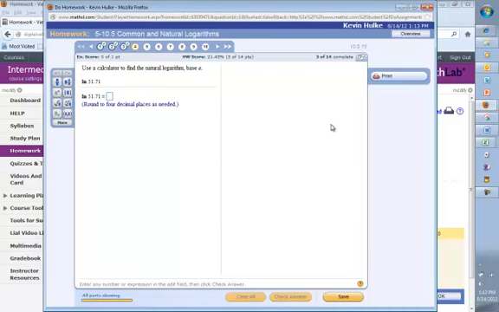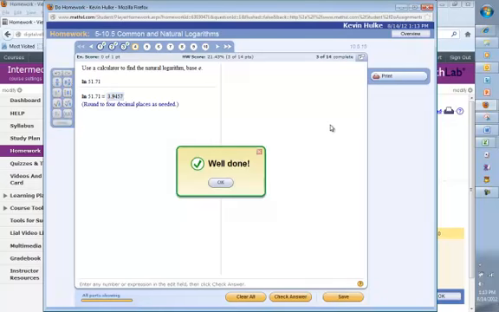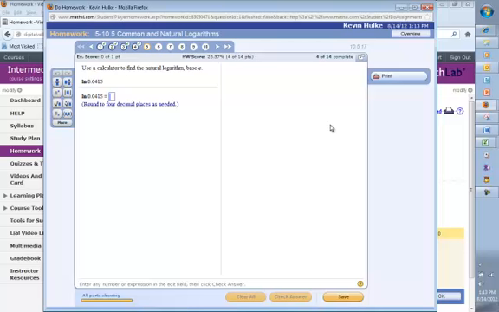Number 4, now we have natural logs, so it's ln, which is a key right next to the log key, 51.71, and it comes out to be 3.9457 when you round it to the nearest 10,000th. ln 0.0415, we get negative 3.1821.